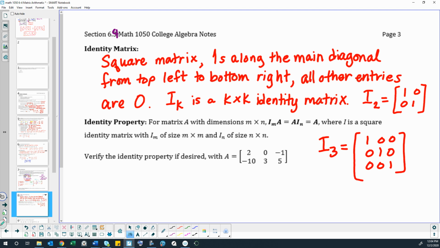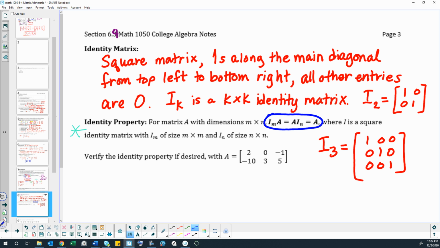So we have this property we're going to talk about. We're going to change colors so we can see a little easier. That doesn't show up very well. So for our property, what we're showing is that the identity matrix times A is equal to A times the identity matrix, which is equal to A.